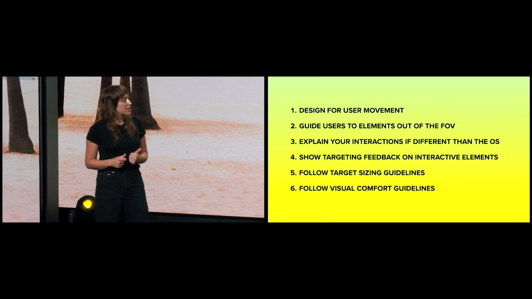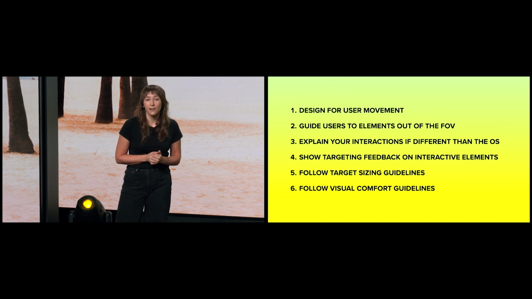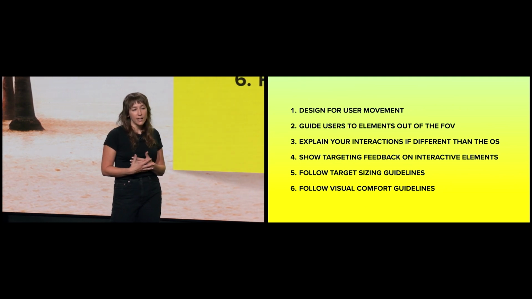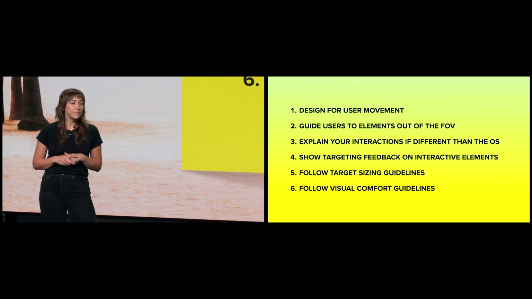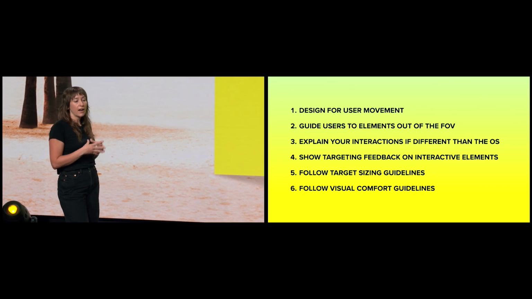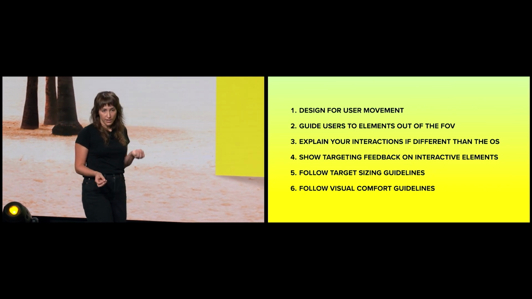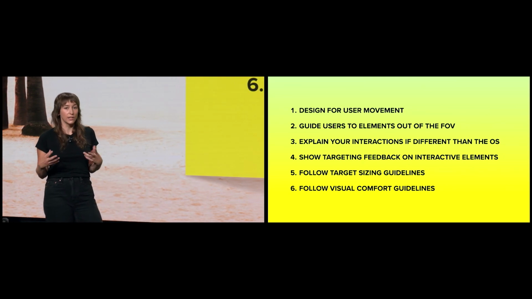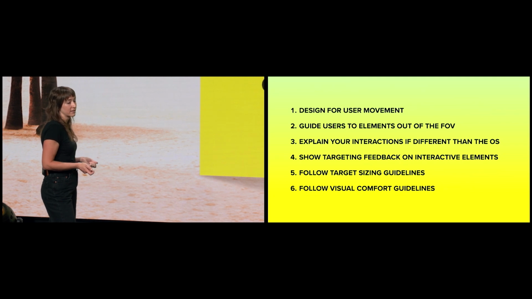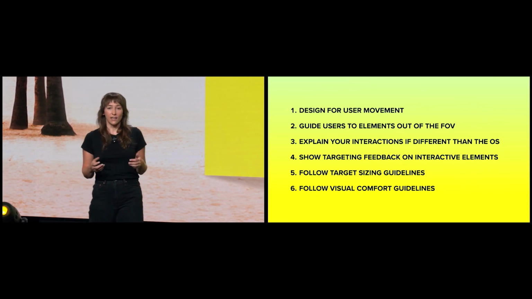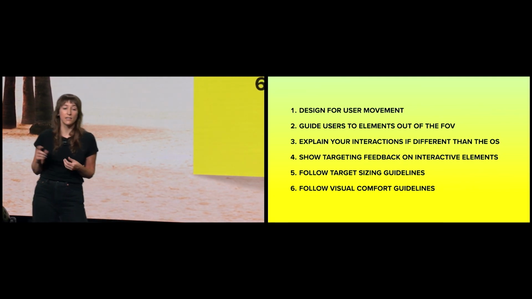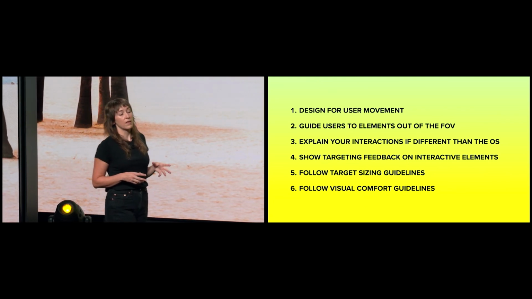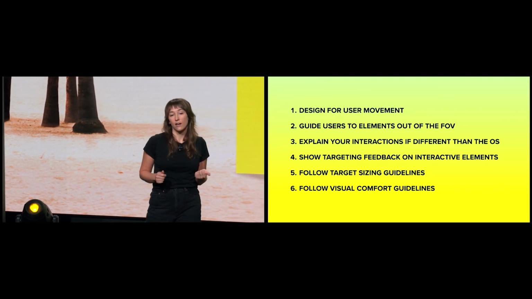Next, explain any diverging interactions. We recommend using system patterns as much as possible to reduce learning curves for your users. And if you diverge, clearly explain any interactions that differ from these typical patterns. Next, show targeting feedback on all interactive elements. Because these natural interactions with hand and voice are so new, there can be some uncertainty. And so let your users know clearly when an object is in focus, as well as following target sizing guidelines, sizing buttons and interactive elements to be easy to target and pinch. And finally, following the basic visual comfort guidelines to stay within the binocular overlap widths and to work with the additive color constraints.